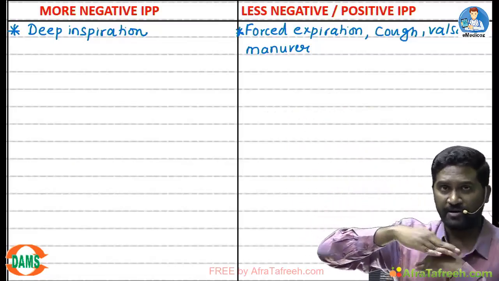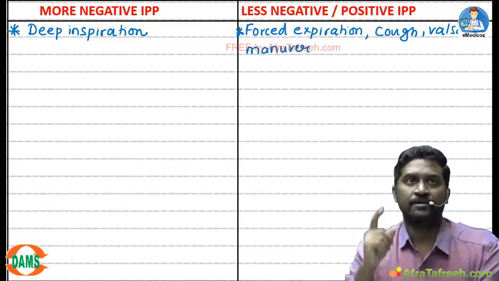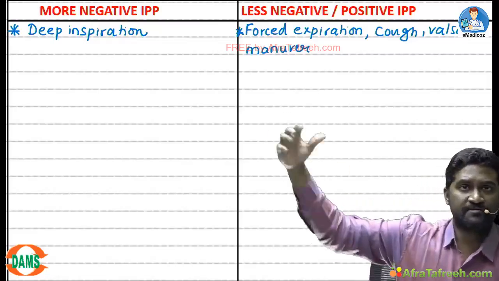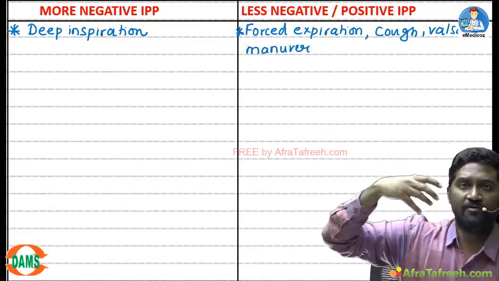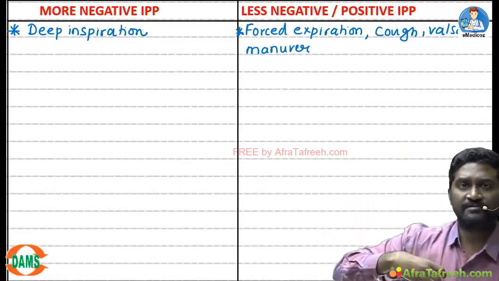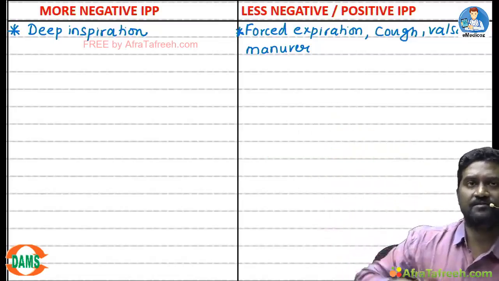So around your lung what should happen to the pressure? It should become more negative. So during inspiration there will be more negative intrapleural pressure to follow the laws of physics. So more negative pressure is generated so that air can get accommodated into the lungs easily.